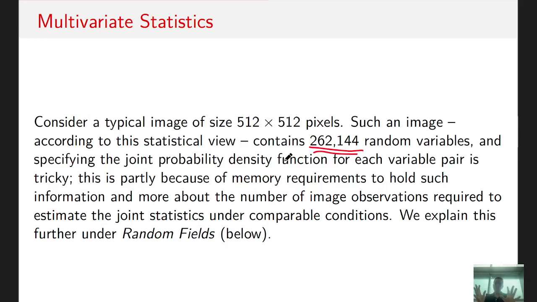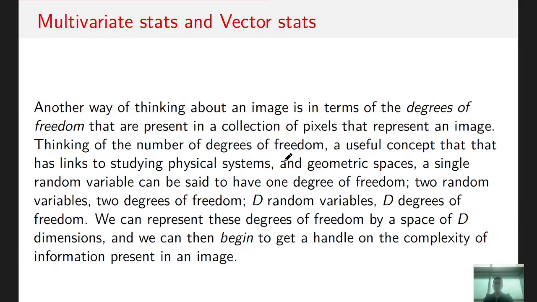But in order to understand that, we need to just formalize a few other things first, which I will now like to do. So another way of thinking about an image in terms of the number of pixels that's present in the image is to think about the number of degrees of freedom. If you were to think about each pixel in an image as giving you a degree of freedom in a high dimensional space. So a single random variable can be said to have 1 degree of freedom, 2 random variables, 2 degrees of freedom, and d random variables, d degrees of freedom. And we can represent these degrees of freedom by a space of d dimensions.